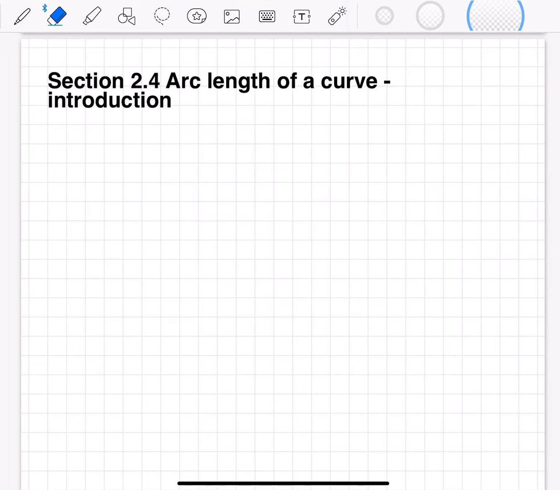The new section we want to talk about next is section 2.4, arc length of a curve. In this section, we are going to talk about both arc length and surface area. So you are going to see multiple videos. The first one here, what we want to do is just introduce what arc length is.